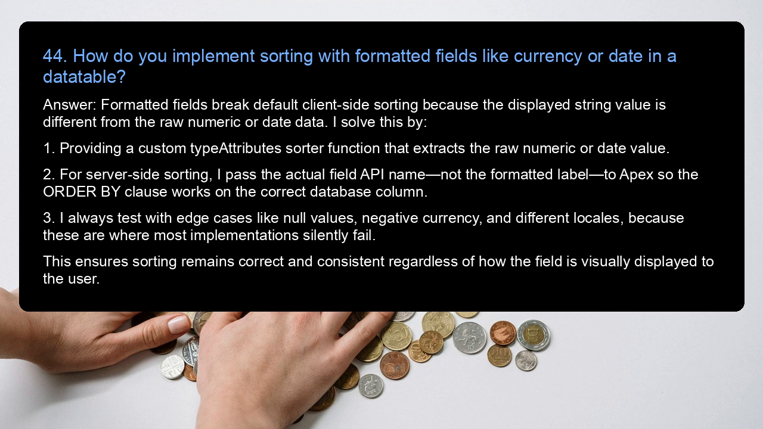44. How do you implement sorting with formatted fields like currency or date in a data table? Answer: formatted fields break default client-side sorting because the displayed string value is different from the raw numeric or date data. I solve this by 1. Providing a custom type attribute sorter function that extracts the raw numeric or date value. 2. For server-side sorting, I pass the actual field API name, not the formatted label, to Apex so the order by clause works on the correct database column. 3. I always test with edge cases like null values, negative currency, and different locales, because these are where most implementations silently fail. This ensures sorting remains correct and consistent regardless of how the field is visually displayed to the user.